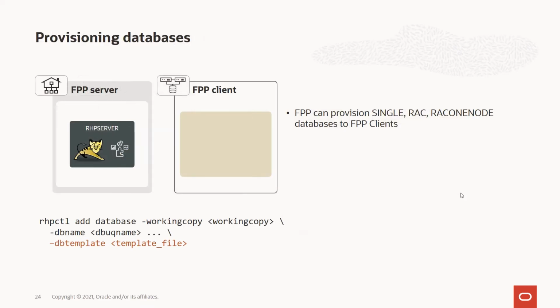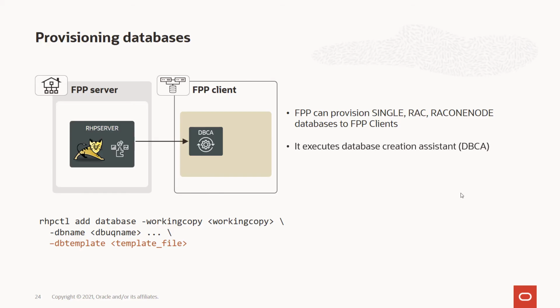Talking about databases, FPP can provision databases. We can provision single node, RAC One Node to FPP clients. And we have the RHPCTL add database for that. What it does internally, it uses Database Creation Assistant. So by default, it uses the general purpose template. But if the customer wishes to have a specific template, they can specify it with the parameter -dbtemplate.